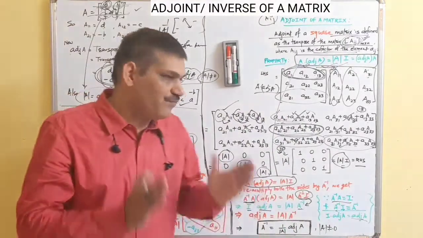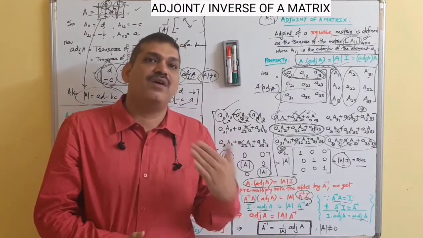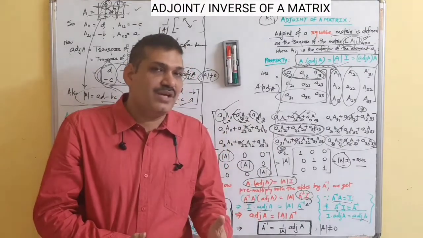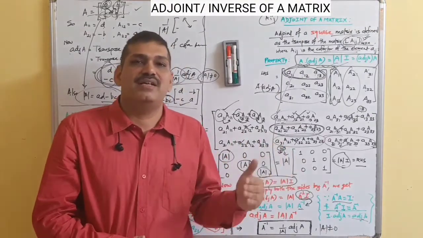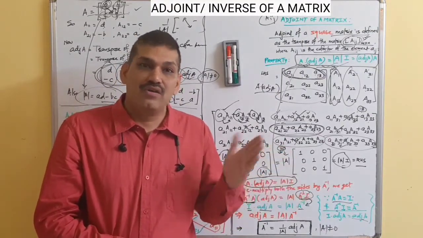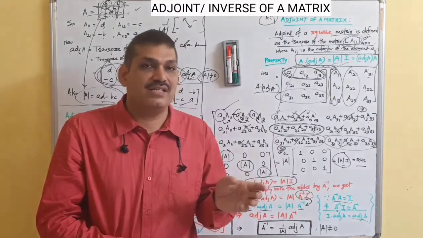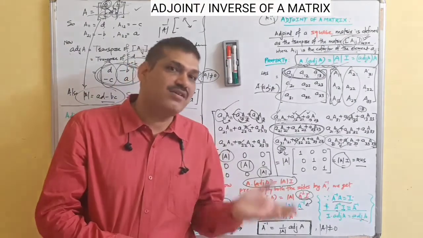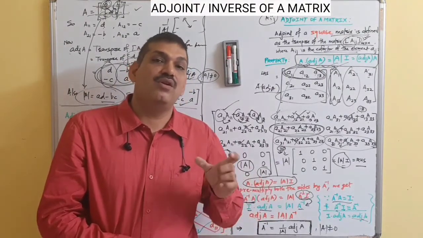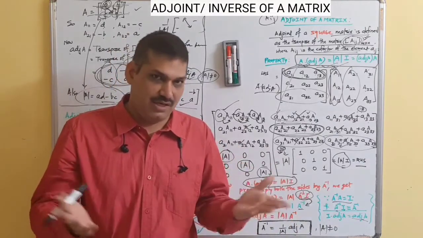Whenever we try to find the inverse of a matrix, first of all we find the determinant of A to decide whether the inverse of the matrix can be found or not. If the determinant of a matrix is 0, then it is said to be singular, and if the determinant is non-zero, then it is said to be non-singular, and non-singular matrices are invertible.